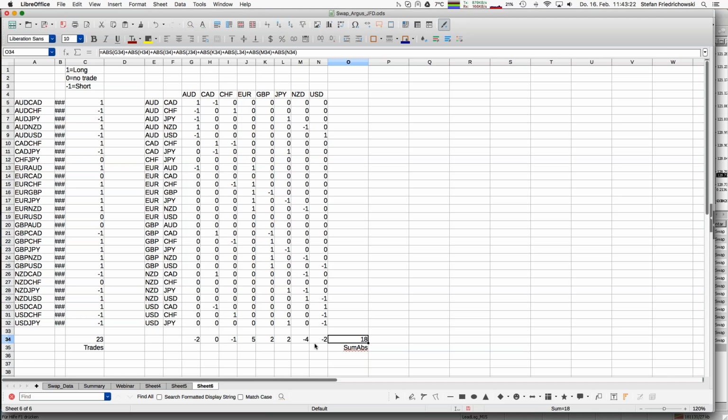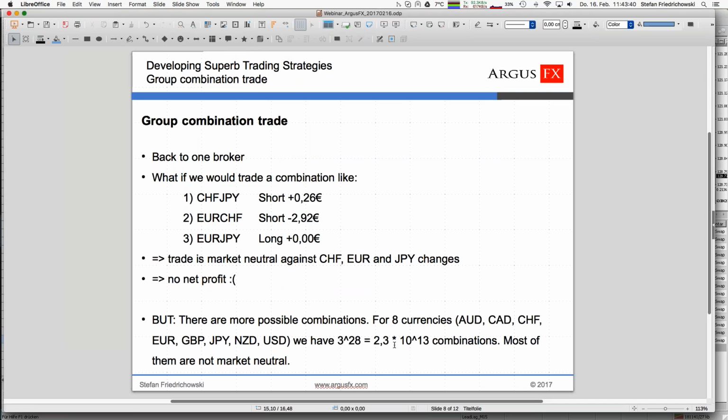What's missing here up to now is the swap costs or profits. And by the way, we cannot do it here with Excel and not do it systematically. It would simply take too much time. So I go back here to my slide, and you see the number of possible combinations is simply 3 to the power of 28, which is really a big number.